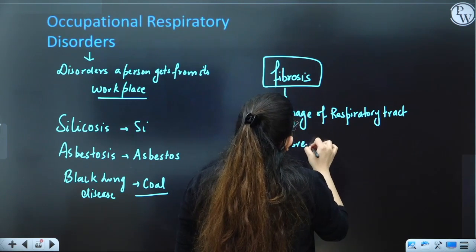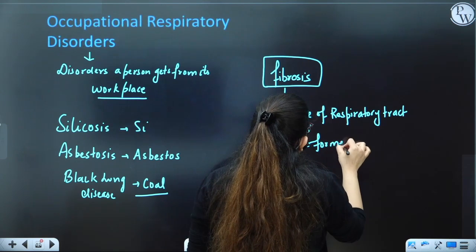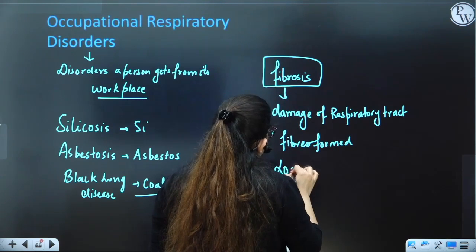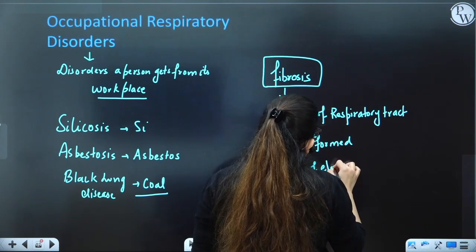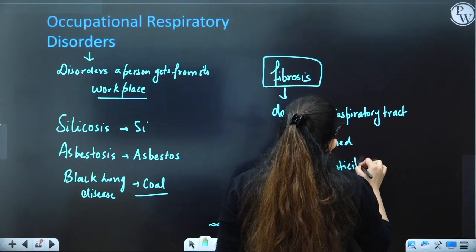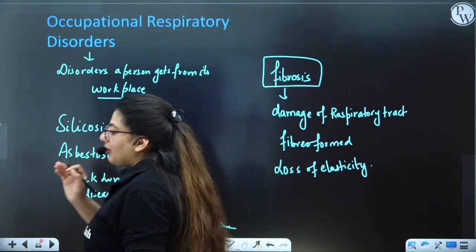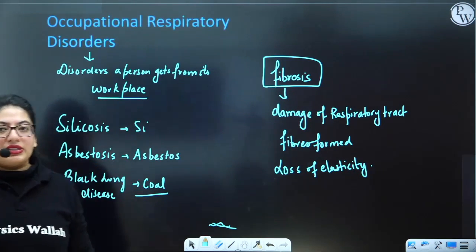fibers formed, and loss of elasticity. All right. So these are three respiratory disorders which are given in the NCERT.